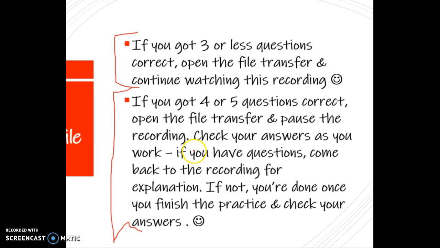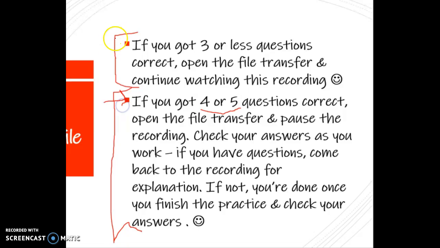I want you to work on this on your own if you got 4 or 5 questions correct. That means you have a pretty good grasp. So work on them on your own. The answers will be in the document on the second page, so you can check your answers as you work. If you have questions, come back to the recording and find the explanation for the problem that you have questions on. But if you finish and you check the answers and you get all the answers correct, if you're in this second group, then you don't have to watch the rest of this recording.